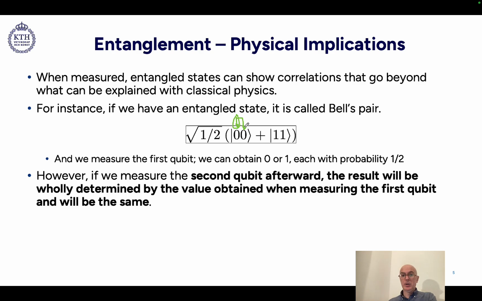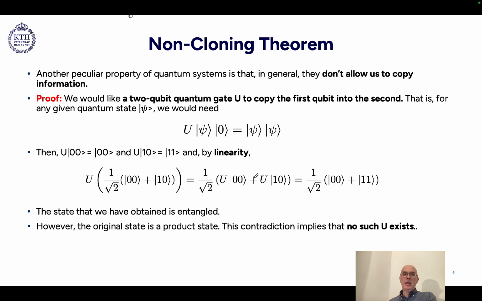If we measure the first qubit as 1, it means that we are in this state here, and therefore the state of the second qubit must be 1. This means that if we measure the second qubit afterwards, the result will always be determined by the value obtained when measuring the first qubit. It will be the same. I'm going now to talk about the no-cloning theorem, which is another peculiar property of quantum systems.